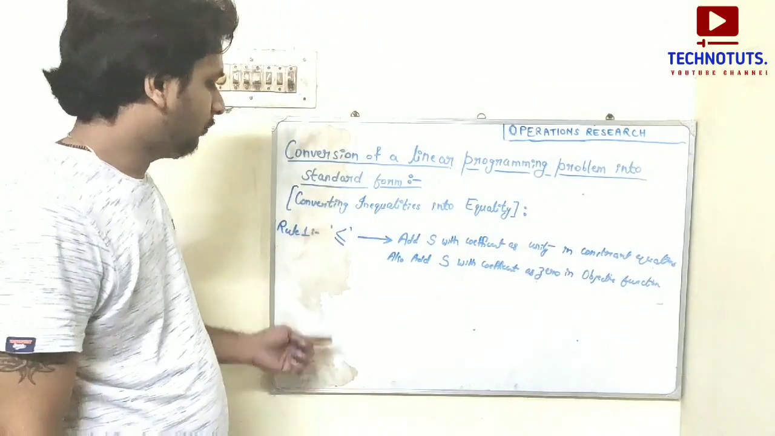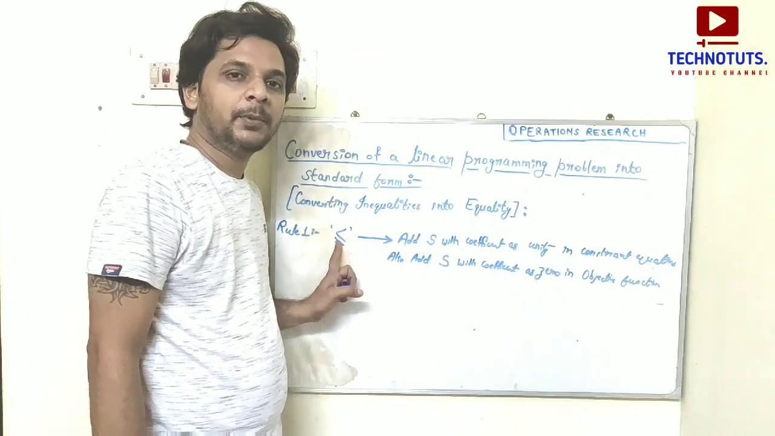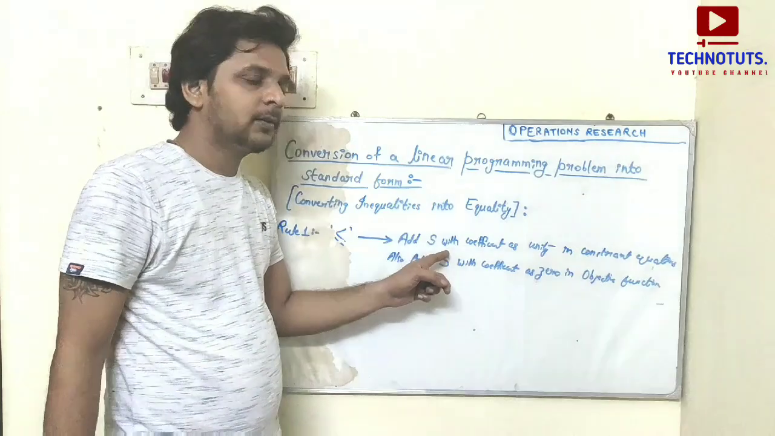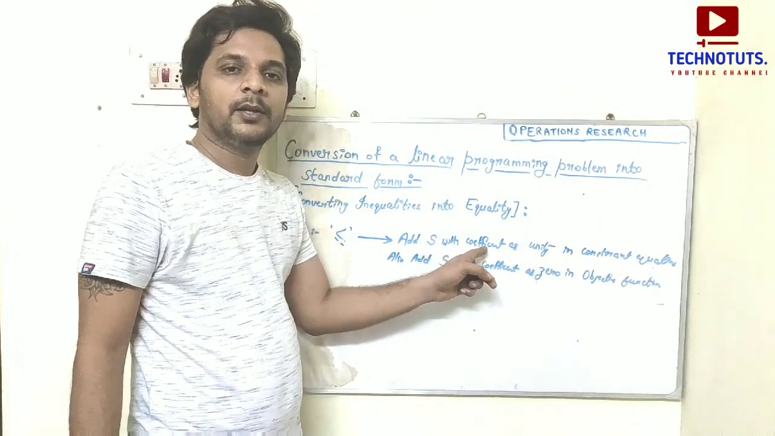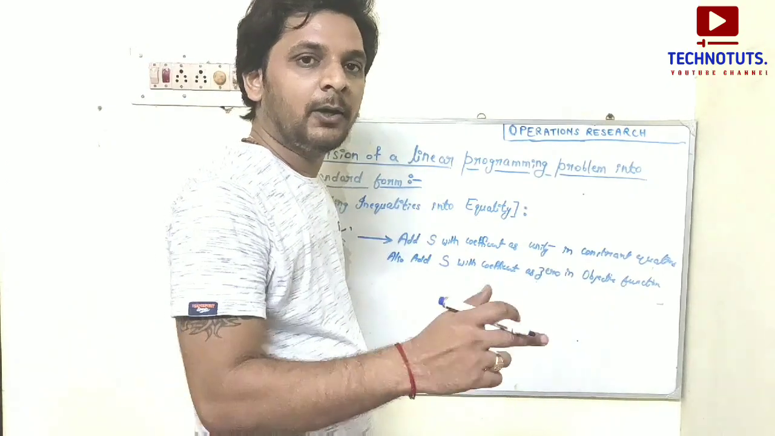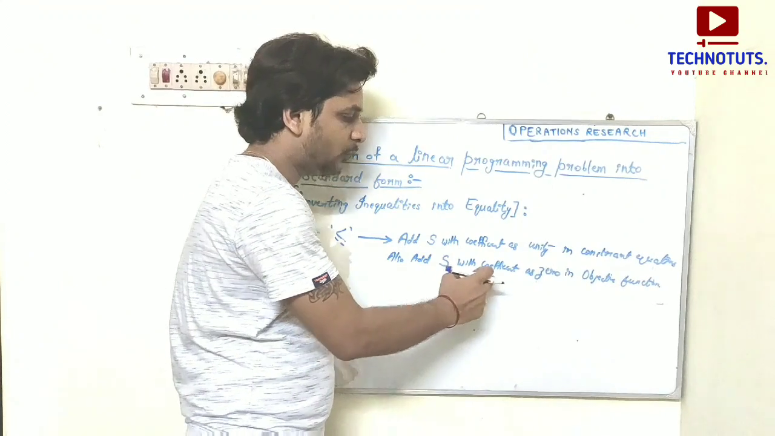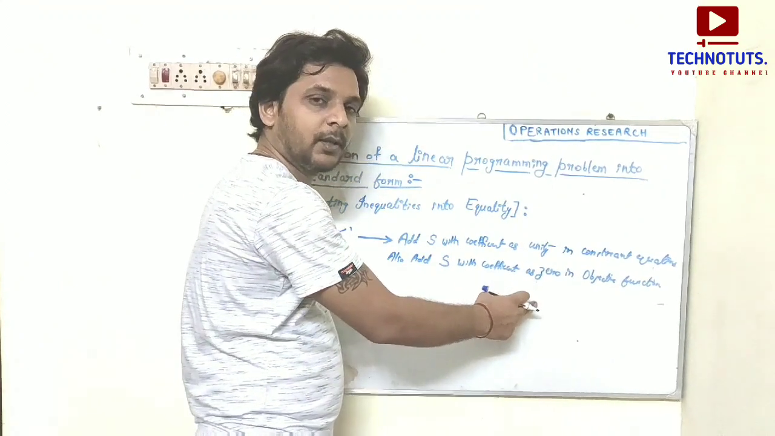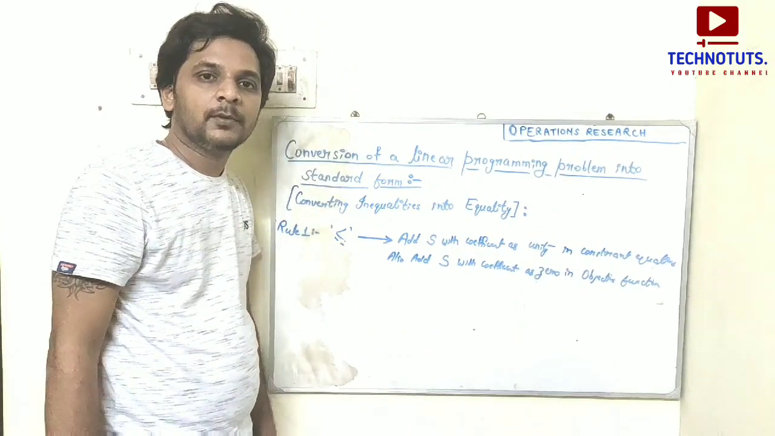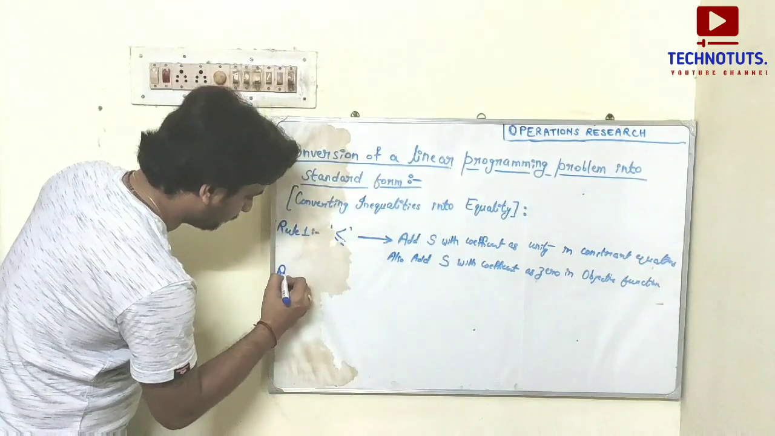So what does rule number 1 say? Wherever the less than or equal to sign appears in the constraints equation of the linear programming problem, add the slack variable s with its coefficient as unity in that particular constraint equation, and also add this same slack variable s with coefficient as 0 in the objective function. Okay students, understanding? Now let us see rule number 2.